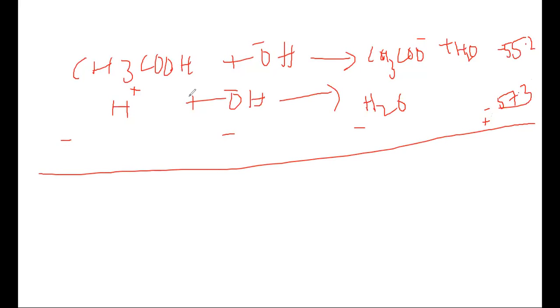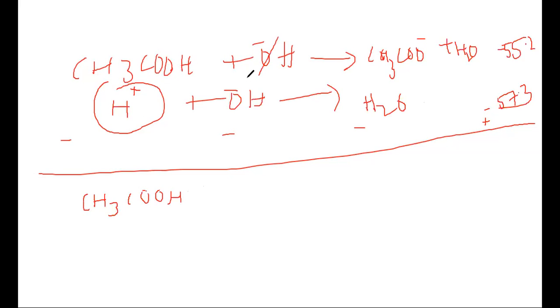Why have I chosen to subtract the H positive ion? Because in the required equation, we need the H positive ion on the product side. That's why I have chosen to subtract this equation. So when we are going to subtract, acetic acid is positive. This value is positive. So you have to write CH3COOH.